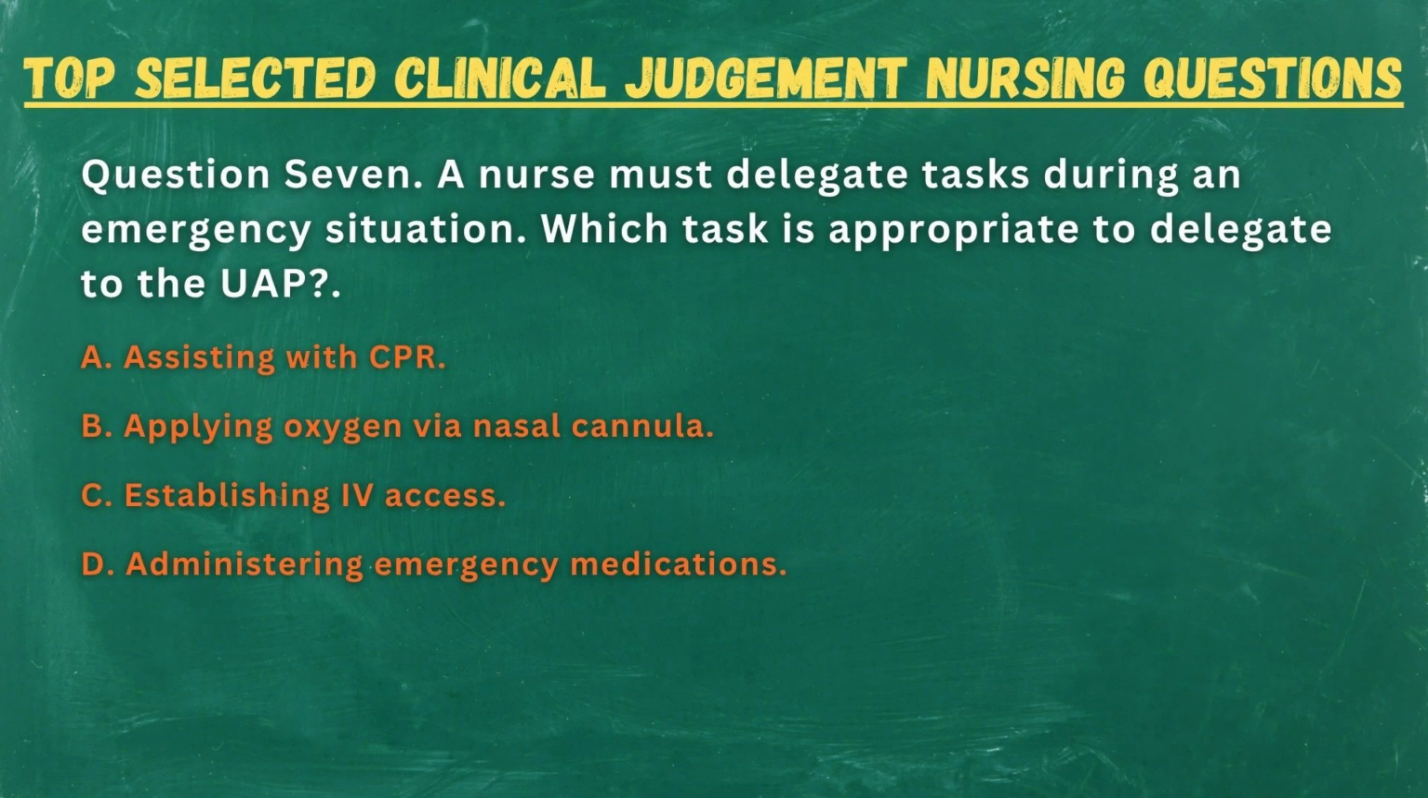Question 7. A nurse must delegate tasks during an emergency situation. Which task is appropriate to delegate to the UAP? A. Assisting with CPR. B. Applying oxygen via nasal cannula. C. Establishing IV access. D. Administering emergency medications.